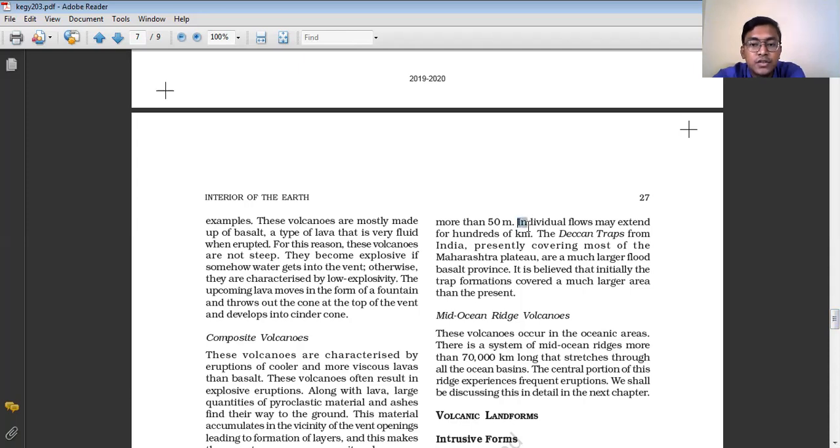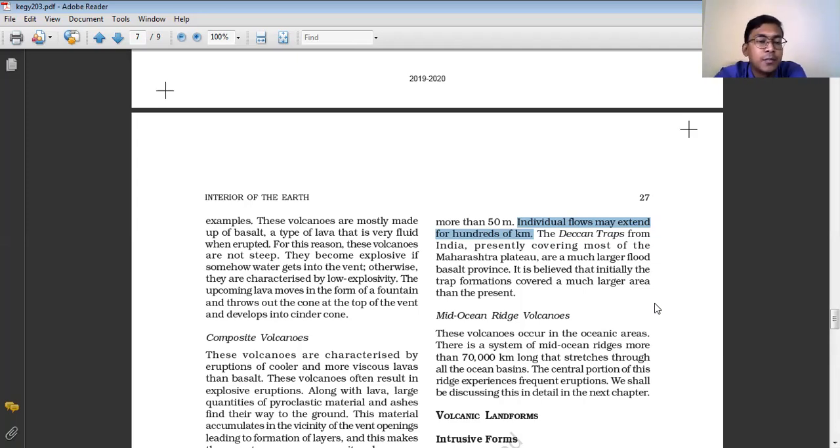Individual flow may extend for hundreds of kilometers actually. Individual flow means if a single eruption takes place and the lava is output only one time, it may flow for a long distance, for a few hundreds of kilometers.